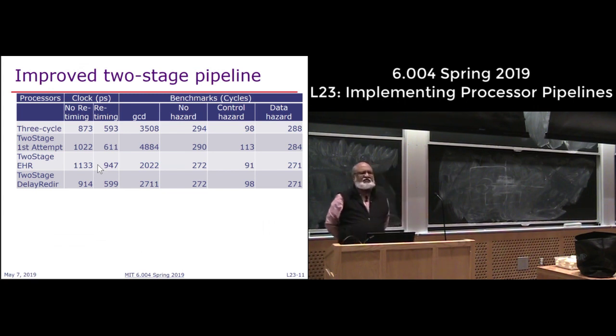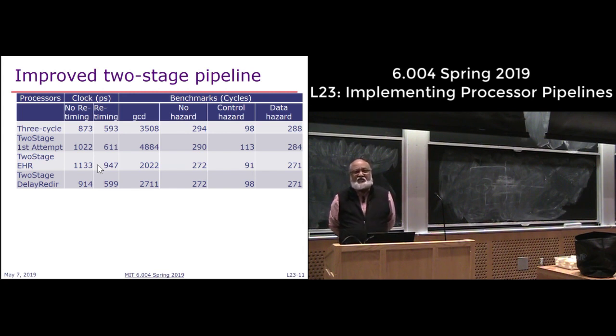And what do you see? What happened to the critical path? What's the clock period like in this new design? We are back to 599. It made a dramatic difference, right, in the clock period. It went from 947 to 599, which is very, very good news. I mean, basically by delaying it one cycle.